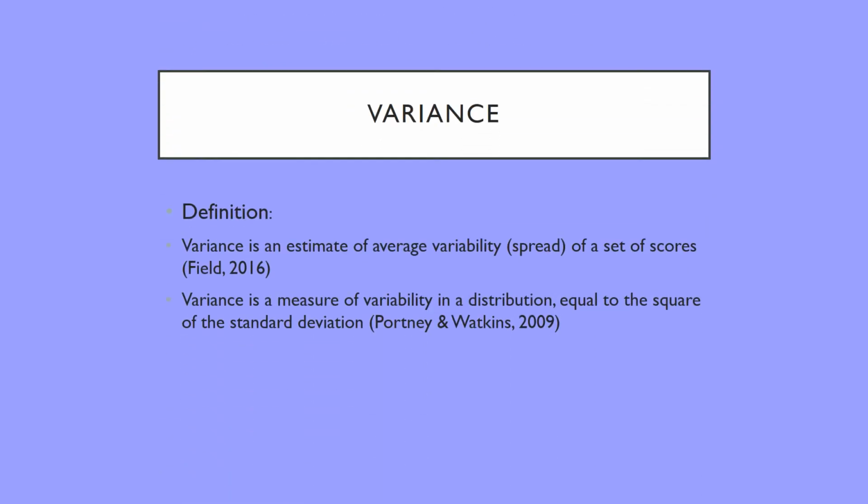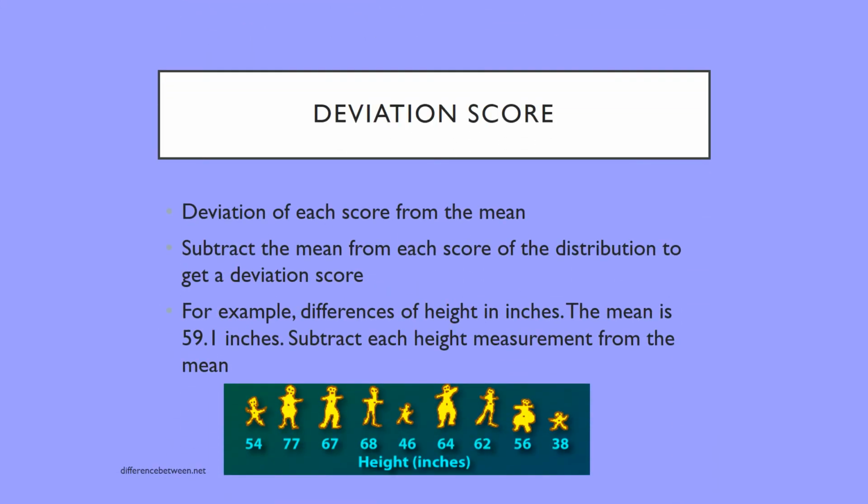So what is variance? From the field textbook, variance is defined as an estimate of average variability, or the spread of a set of scores. Put in another way, variance is a measure of variability in a distribution. We begin understanding variance by looking at the differences of each score from the mean of a population or distribution. So, in this slide with the example of heights, we find the mean or average to be 59.1 inches. And then we subtract the mean from each score of the distribution to obtain what we call a deviation score.